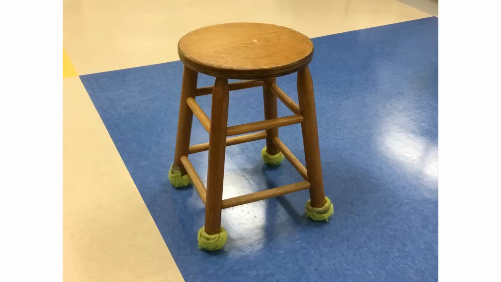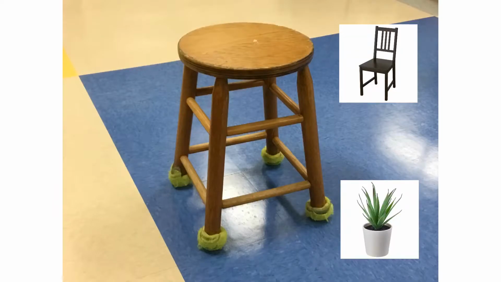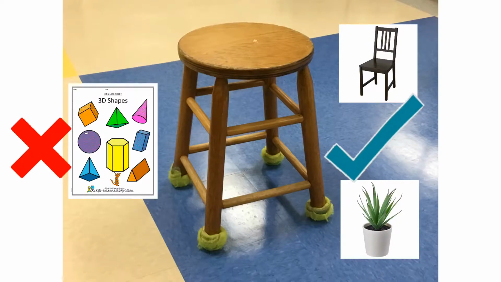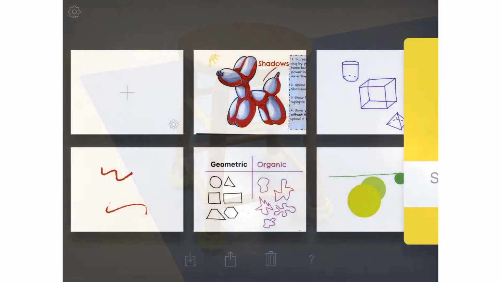So now you're going to go find an object in your house that has a complex form and take a picture of it. This does not mean cubes, rectangular prisms, spheres, even pyramids or cylinders. You really want something more complicated like this stool, but it doesn't have to be quite as complicated as this stool. Now let's go into Sketches School.